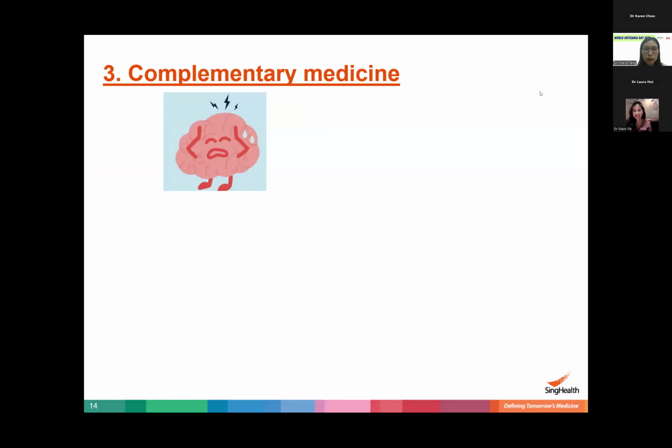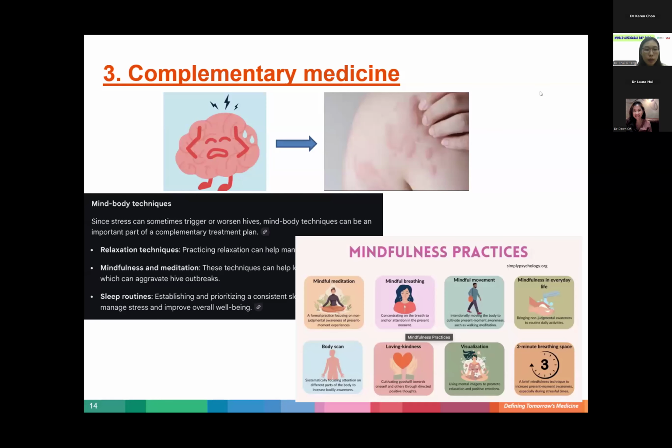So the other part of complementary medicine is also whether you can do mindfulness, meditation, therapy, and so on. We know that stress can actually cause hives to flare. So the mind-body techniques suggested in the AIOV are that you can do some relaxation techniques, meditation, make sure you have proper sleep, and establish a good sleep routine.